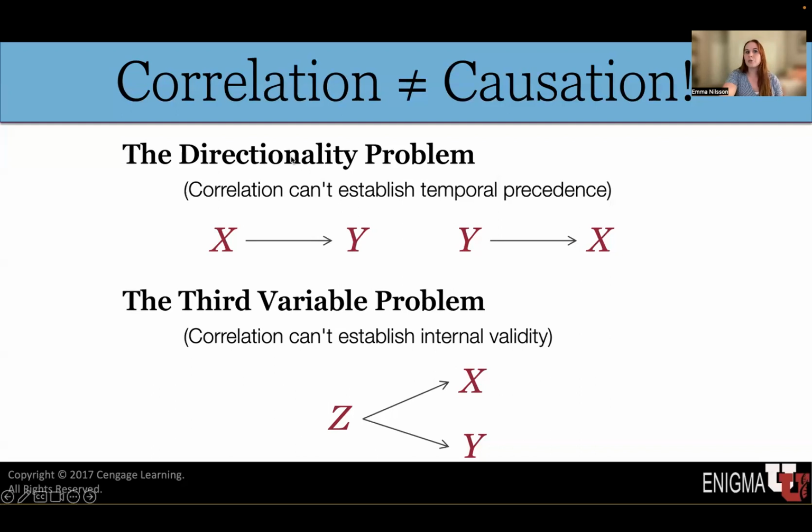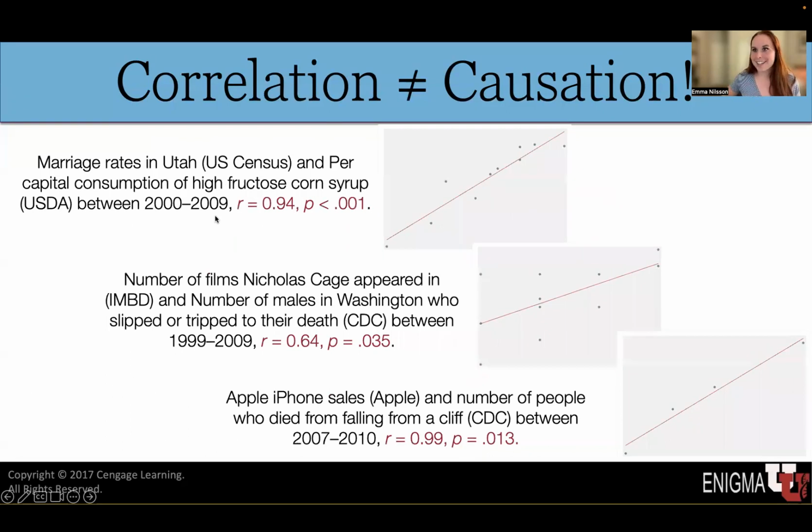So these are the two problems with using correlation to determine causation. I just thought this was interesting. Here are three separate examples where correlation was found, but it would be ridiculous to assume that there was a cause and effect relationship. The first is marriage rates in Utah based on the US Census, and per capita consumption of high fructose corn syrup. There is a very strong positive correlation, and it is significant, but we cannot say that the increase in marriage rates caused more people to eat high fructose corn syrup.